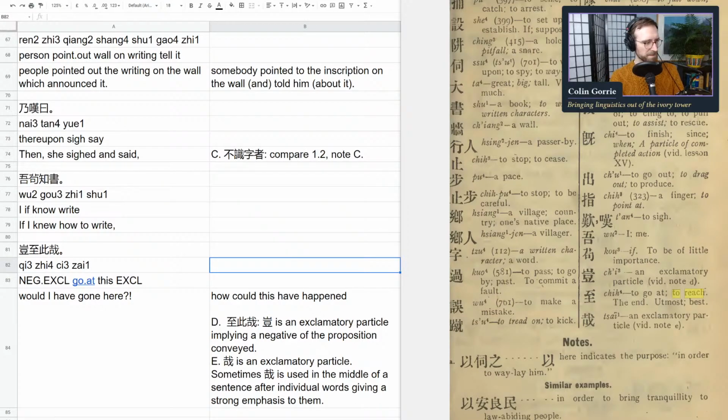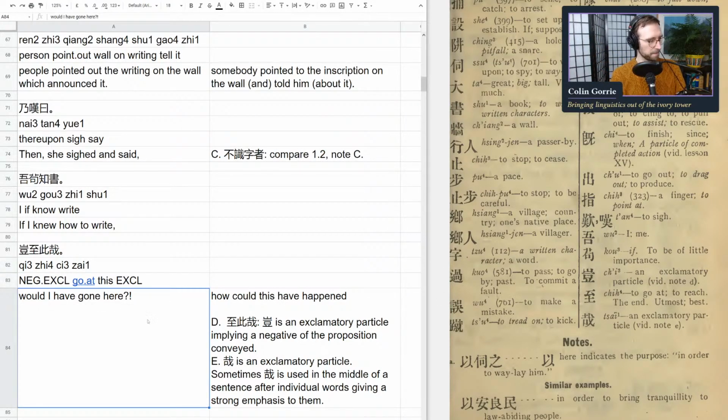Maybe reach is the better translation. So how could this have reached? How could it have reached this? How could it have come to this? I think maybe that's the better way of translating it. So I'm going to change this to would it have come to this?